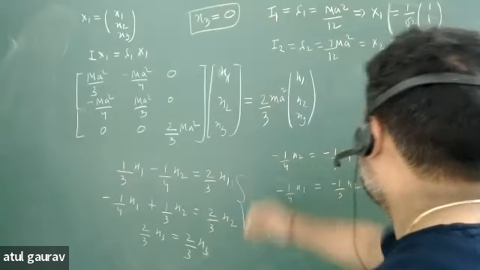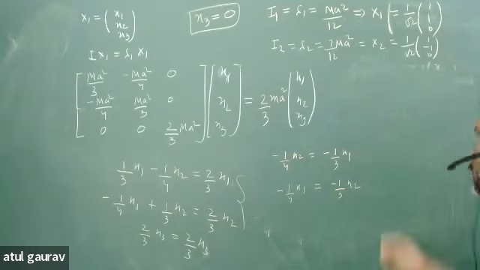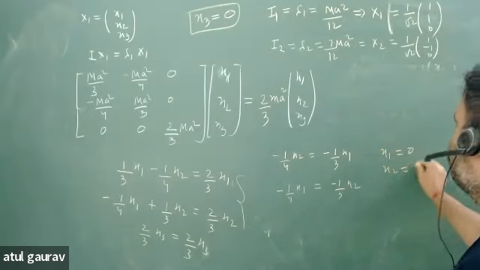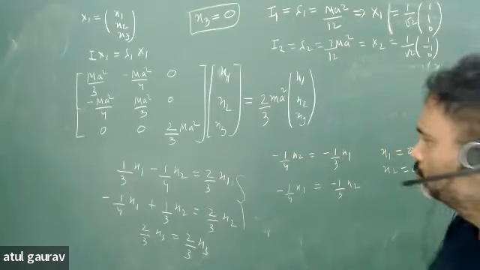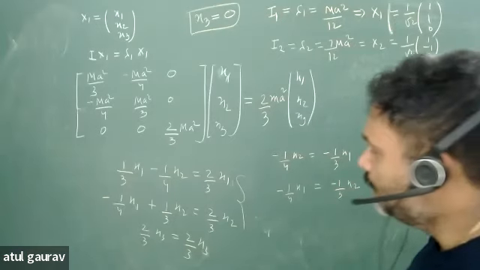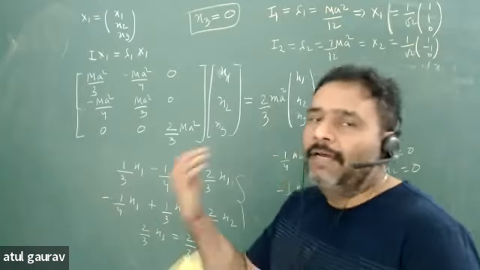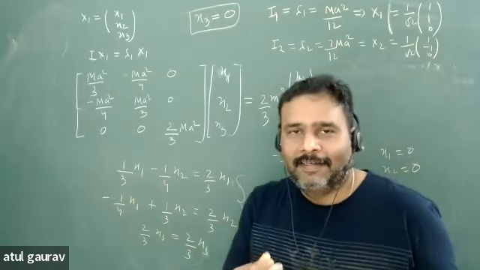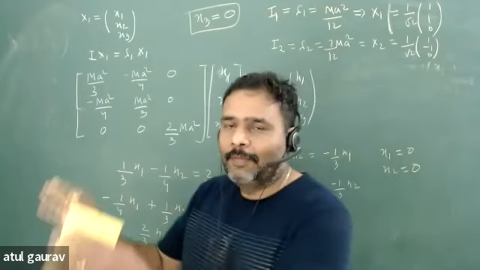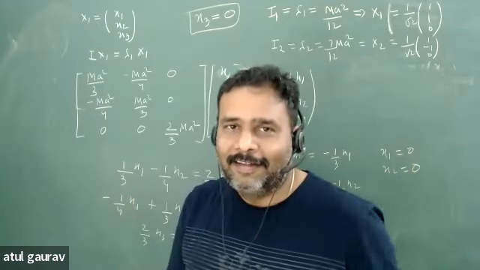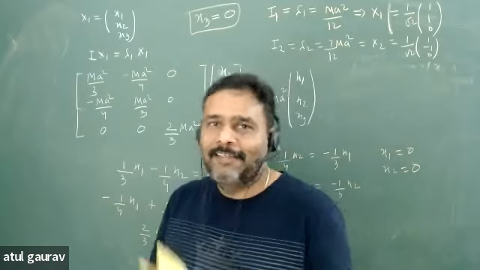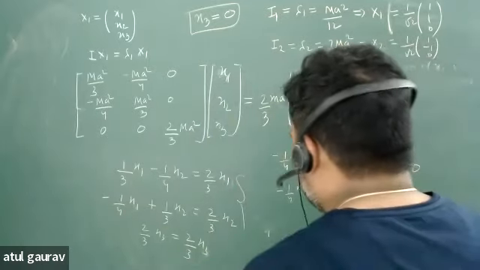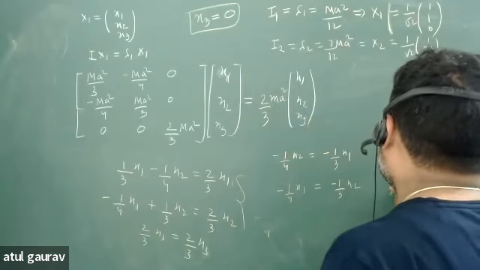ये कभी zero पॉसिबल है? Zero is possible when x1 is equal to 0 and x2 is equal to 0. And x3 is not 1, it can be any value. 10 banana is equal to 10 banana, 100 banana is equal to 100 banana. So you can take any value. So x3 is equal to x3.